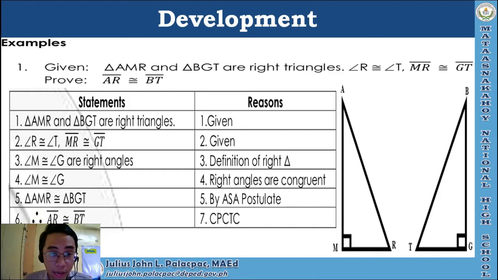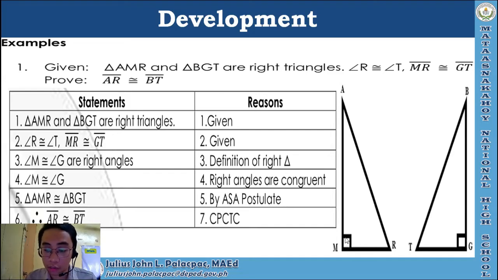For our development, we have our given: triangle AMR and triangle BGT are right triangles. Given pa rin, angle R is congruent to angle T and line segment MR is congruent to line segment GT. Kaya kung mapapansin nyo, meron tayong dalawang triangles dito. Ayan. Yun daw, angle R is congruent to angle T. And alam naman natin na kapag right triangle, yung largest angle measures 90 degrees.